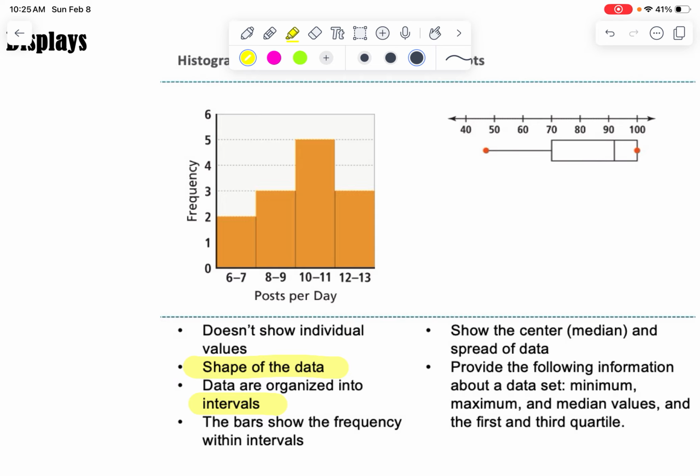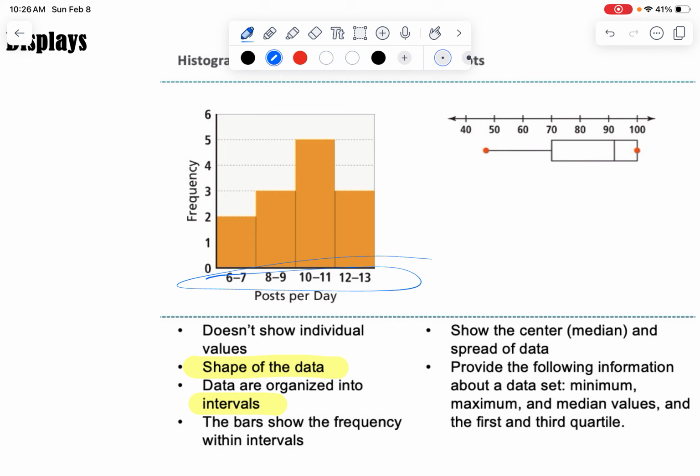On a bar graph, on the bottom, it's usually categories. It might be like colors, red, blue, green, and those would be on the bottom. But you'll notice here, this is intervals, numerical intervals. So from like 6 to 7, 8 to 9, 10 to 11, etc.